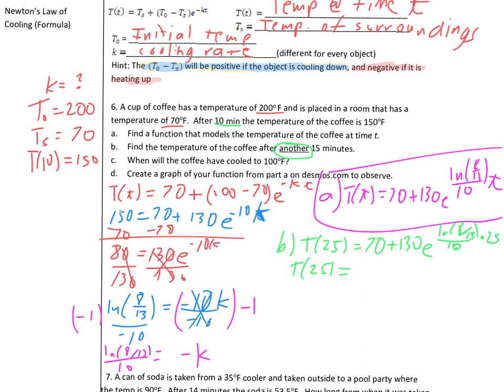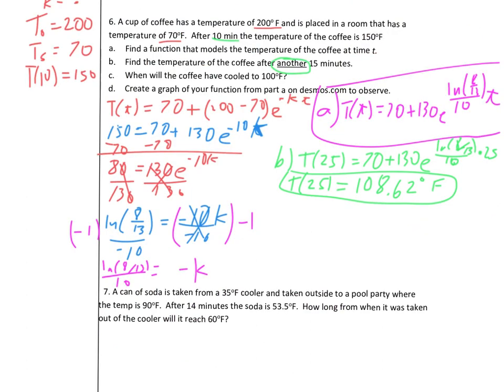All right, so I got that it is now 108.62, and that'll be in degrees Fahrenheit. All right, next up here, part C, saying when will the coffee be at 100 degrees Fahrenheit? So for that one, I'm going to go back to my original formula here on part A. And I'm going to plug in 100 in for the temperature, and I'm going to solve for T.